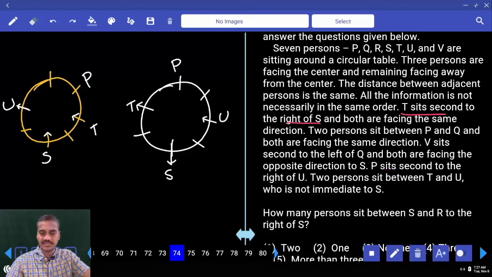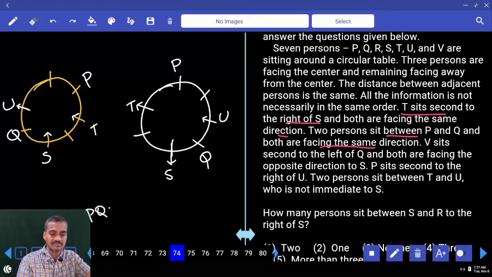Now T sits second to the right of S, and both are facing the same direction. 2 persons between P and Q. In between P and Q, how many people? There must be exactly 2 people. Q is here. Now 2 people between P and Q, and see here Q must be here. And both are facing the same direction. P and Q are facing the same direction.